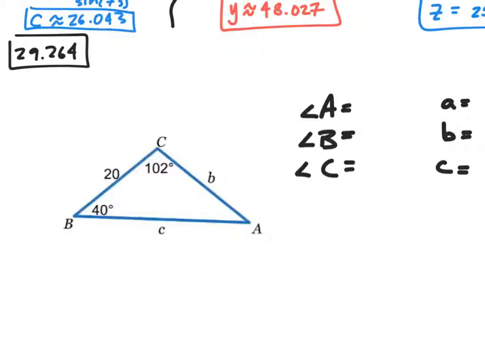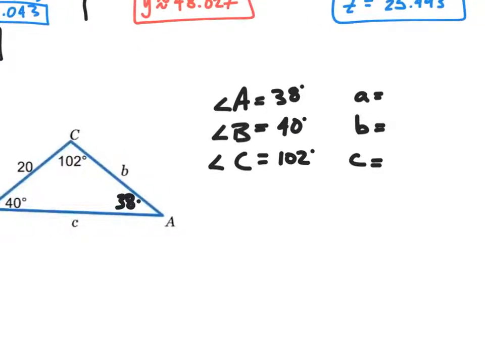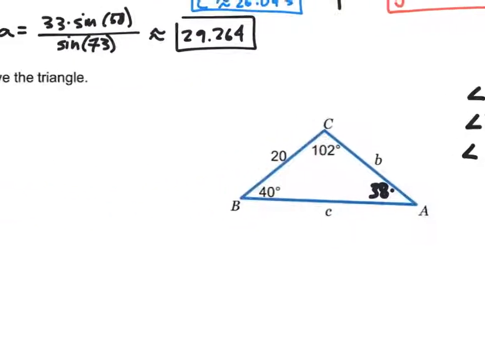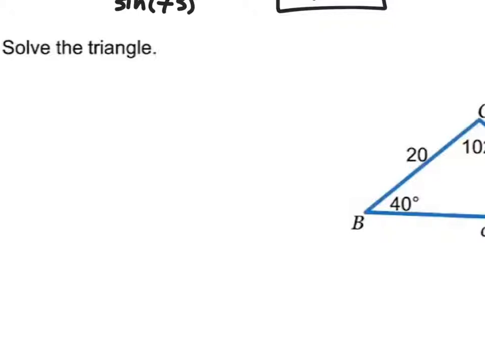First thing we want to do is figure out what angle A is. So I'm going to do 180 minus 40 minus 102, which gives me an angle measure of 38. Okay, 38 degrees. So let's go in and let's just write those down. So I got 38 degrees. Angle B is 40 degrees. Angle C is 102 degrees. Okay. So now we know that side length A is 20. Okay, but we need to figure out what side lengths B and C are. So let's go ahead and find those.